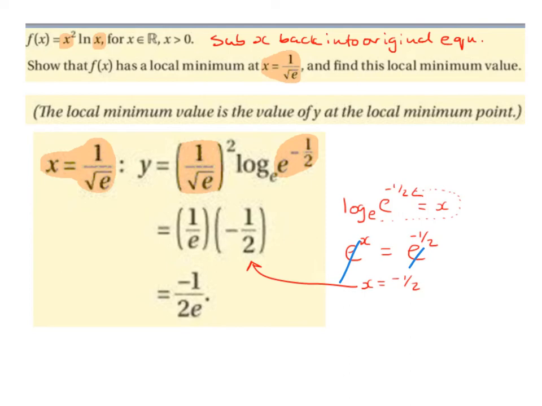And then multiplying, 1 multiplied by minus 1 is minus 1. And e times 2 is 2e. So we end up with minus 1 over 2e. So this is the local minimum value. This is the value of y at the local minimum point.